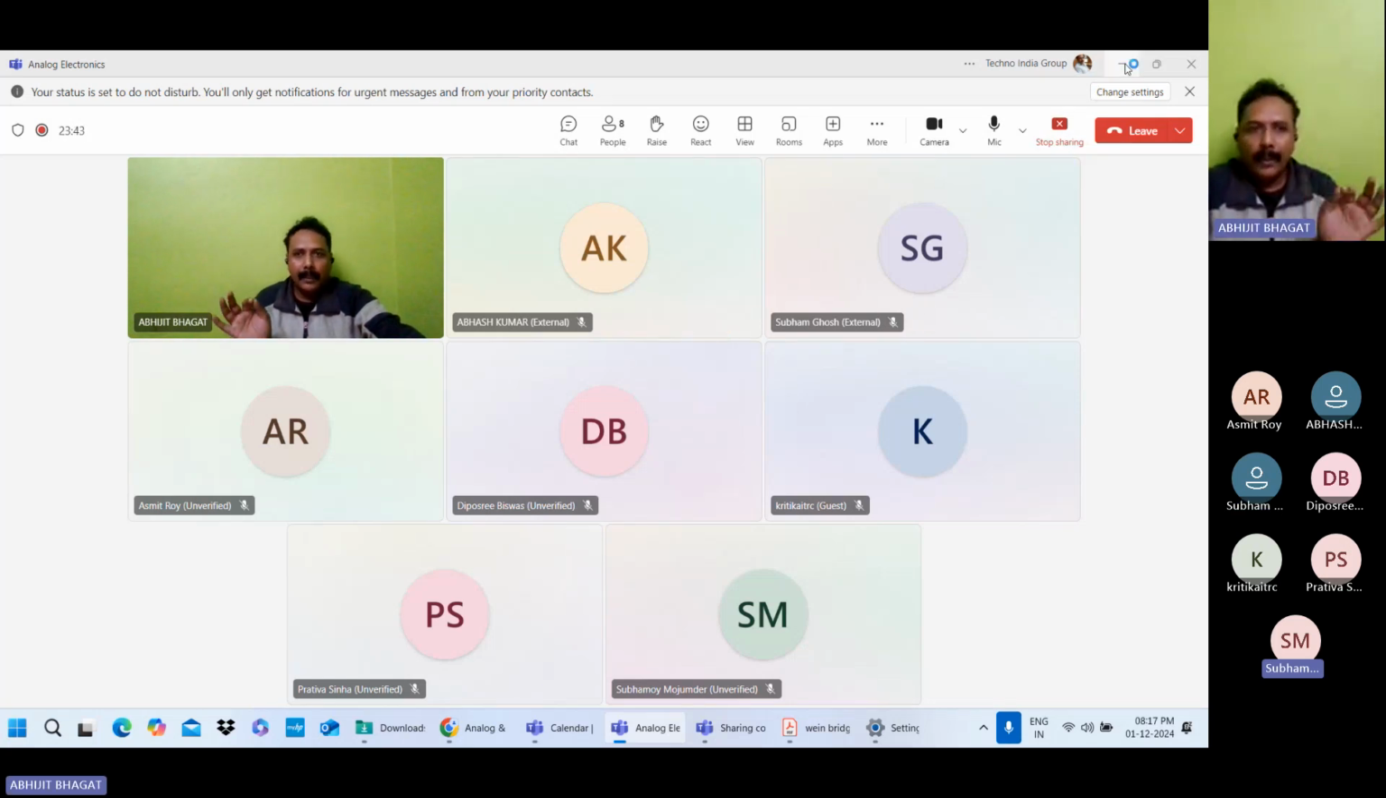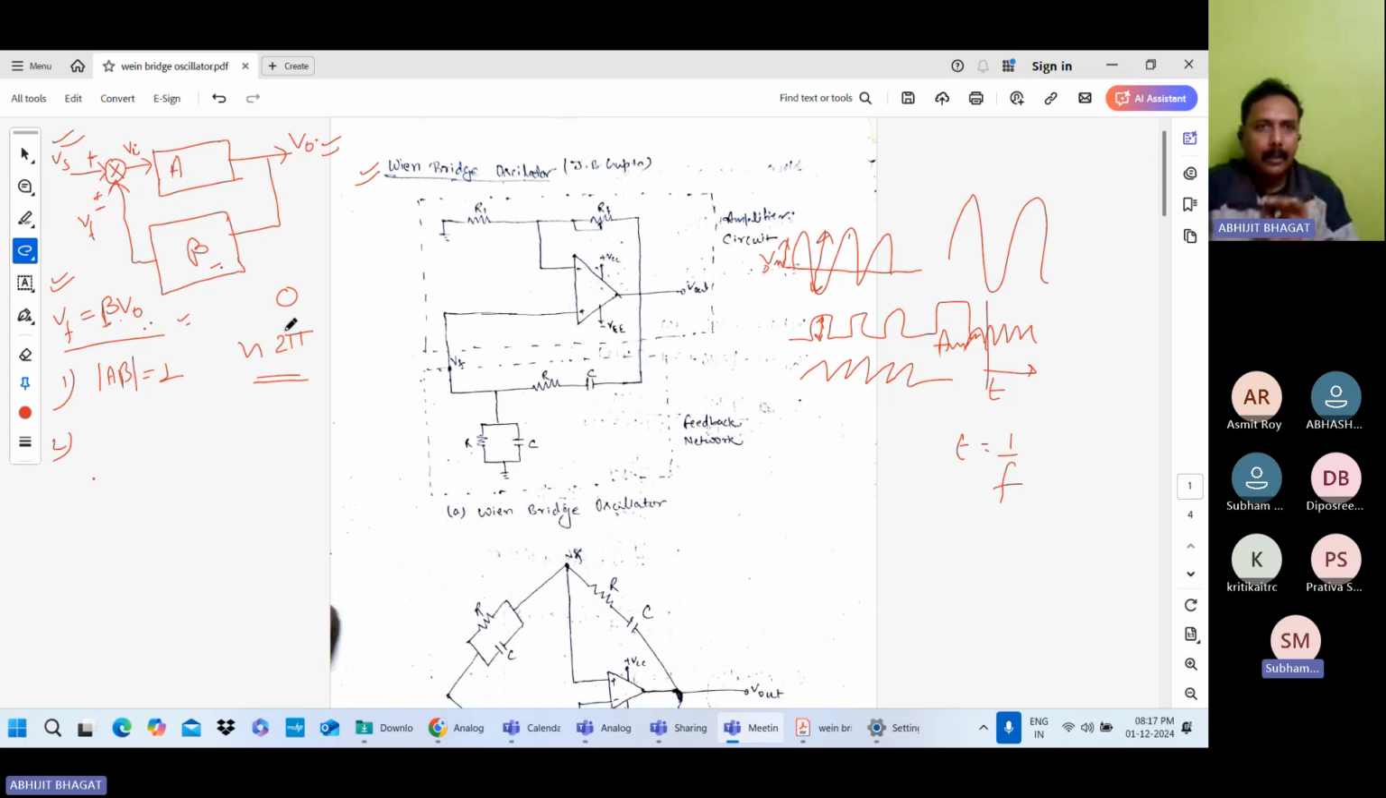So, what is oscillator and criteria for oscillation, Barkhausen criteria? These two topics we have discussed so far. Next, one type of oscillator is Wien Bridge oscillator. So, this is the circuit for Wien Bridge oscillator. In this circuit, you can see there is the op-amp. There is R1 resistance, the negative terminal. RF is the feedback path, and there is also a positive feedback path.